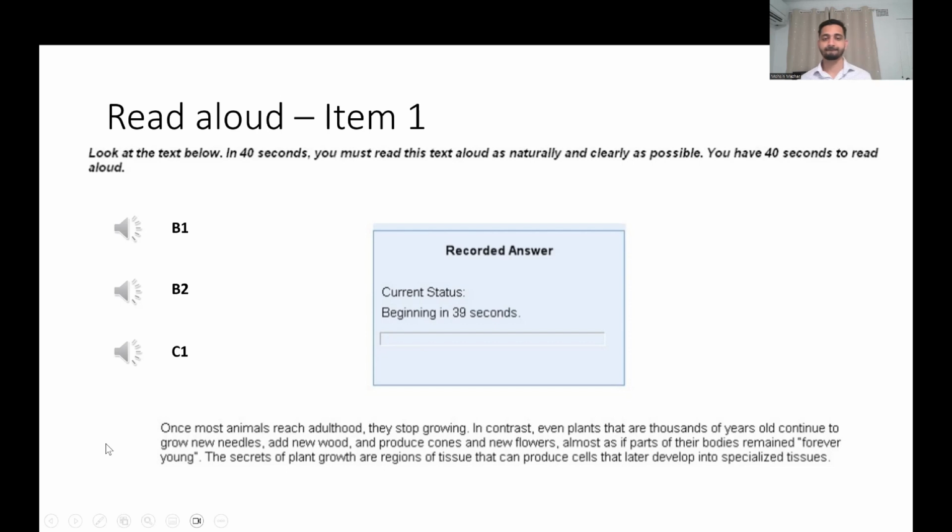Once most animals reach adulthood, they stop growing. In contrast, even plants are thousands of years old continue to grow new needles and new woods and produce cones and new flowers, almost as if parts of their bodies remain forever young. The secrets of plant growth are regions of tissue that can produce cells that later develop into specialized tissues.